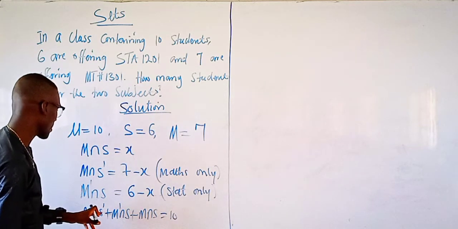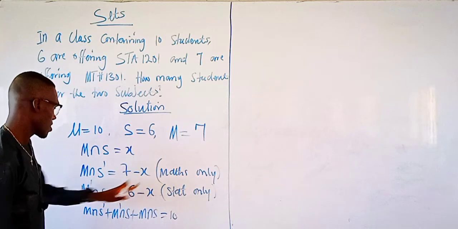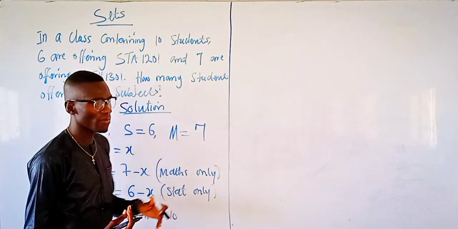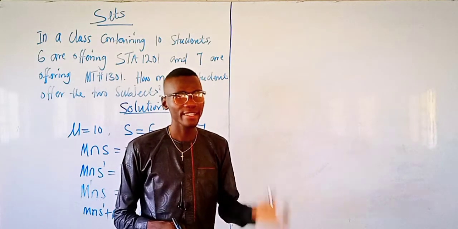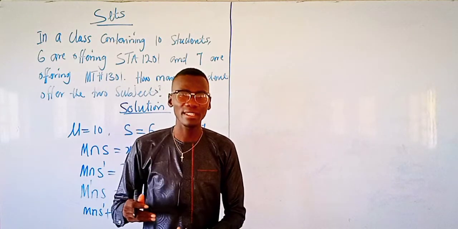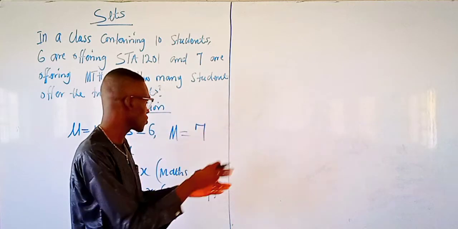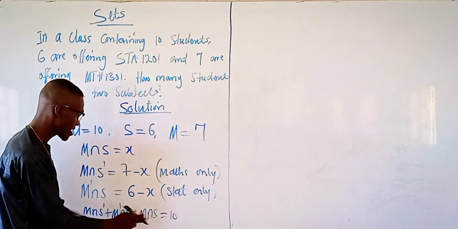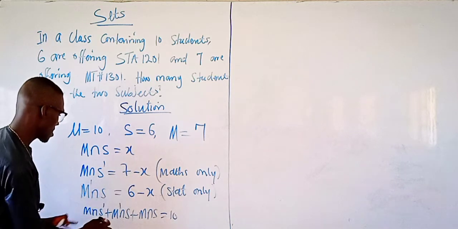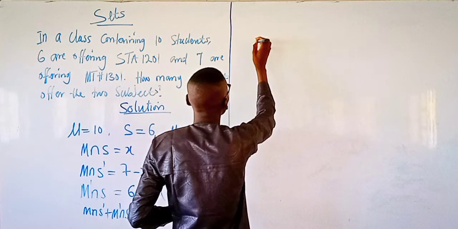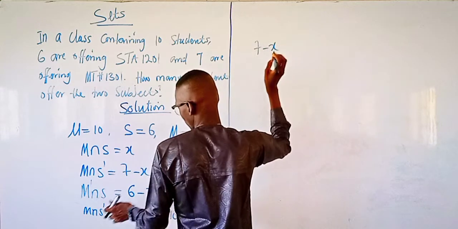So what is M intersection S complement based on what I've said? What I mean here is, to get the total number of students that are in the class, you sum up those that are doing statistics and those that are doing mathematics, right? Then also those that do the two, which is exactly what I did here. So for M intersection S complement, you can see I said 7 minus X, right?